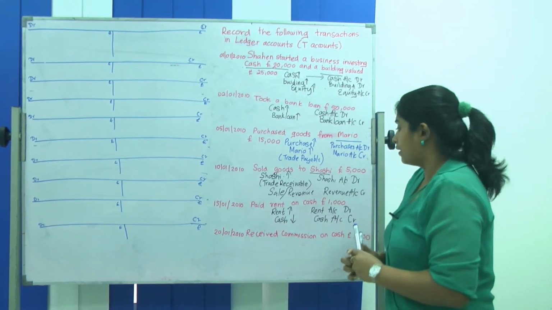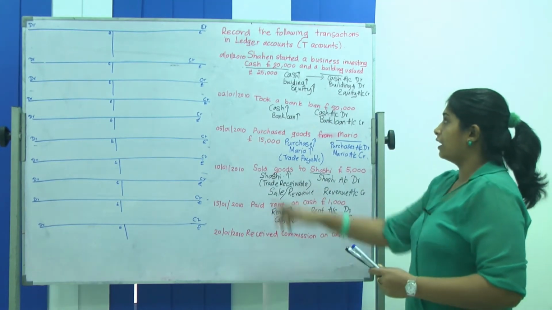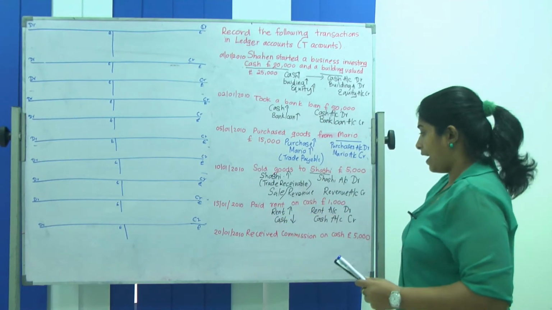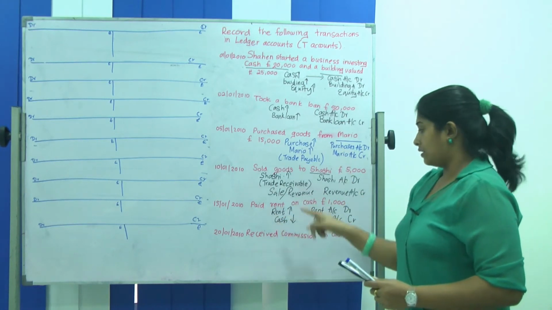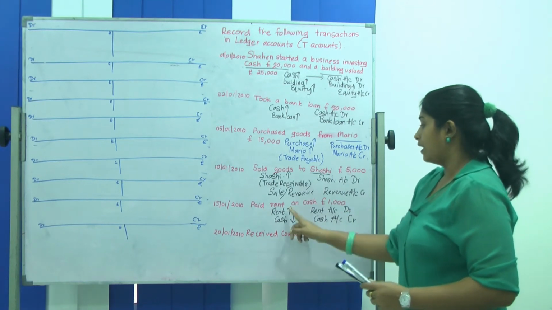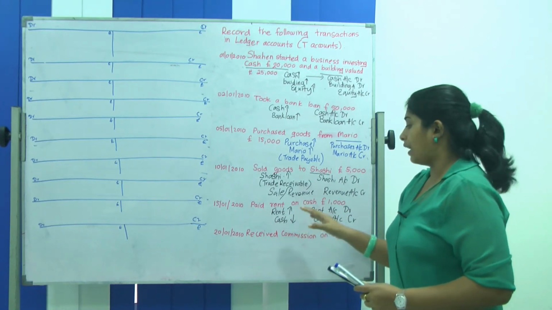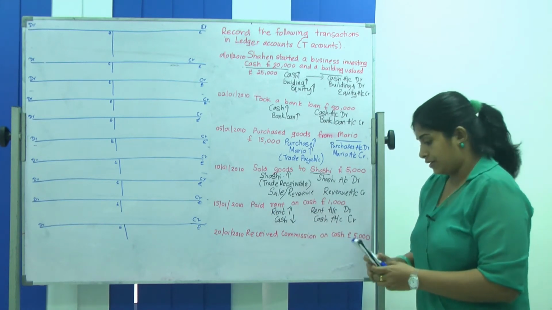So when you paid rent in cash, Shaheen on 15th of January is paying rent in cash, 1000. So rent increases, rent is an expense account, so it will be debited to the rent account. He is using cash to pay, so cash decreases, which is an asset, so the cash account will be credited.